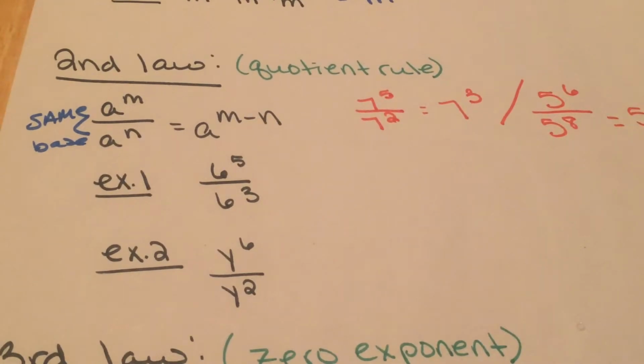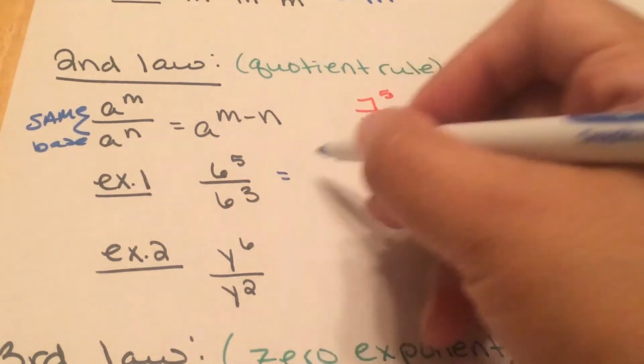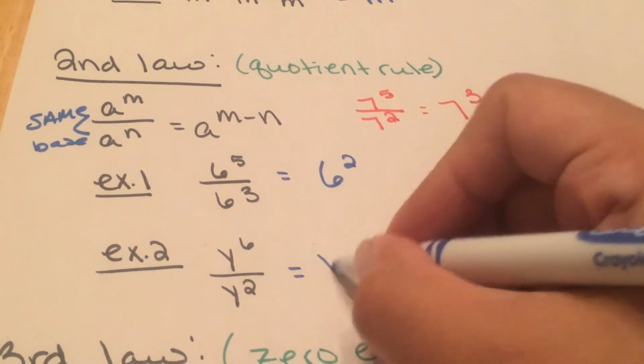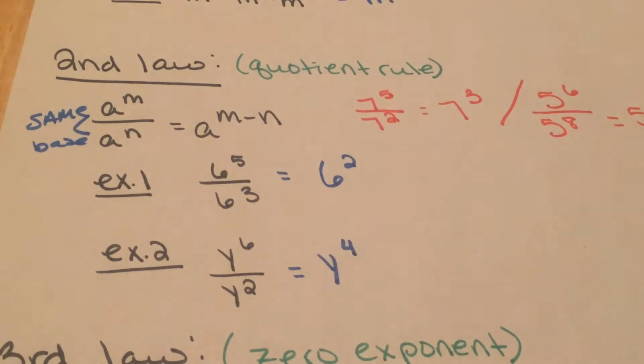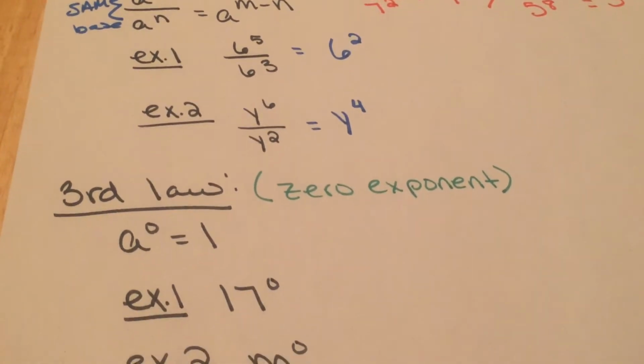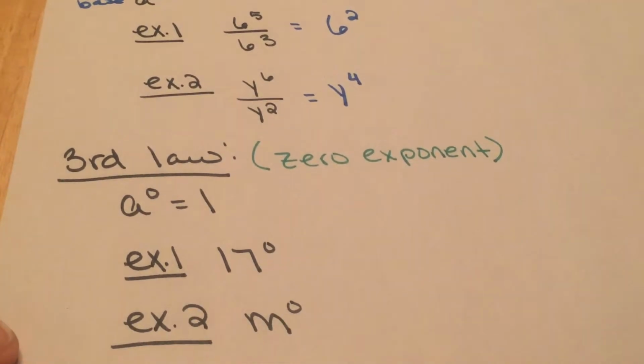So again, we've seen a couple examples. Why don't you guys try example 1 and example 2 on your own? Go ahead and pause the video. Hopefully, with these two, you got 6 to the 2nd power, and on example 2, you got y to the 4th power. All right, let's move on to our third law, which is one of my favorites because it's super easy to remember. It's our zero exponent law.